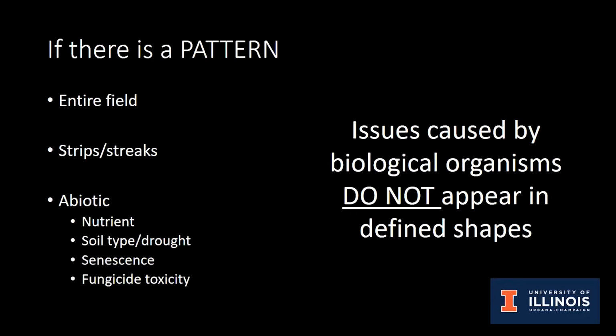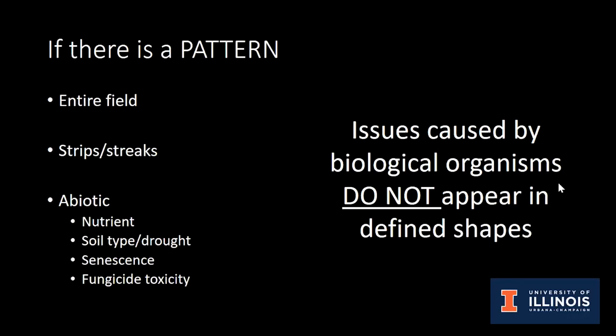Some examples there: nutrients, soil type, natural senescence, fungicide toxicity. All these different things could be caused by a sprayer application, or it could be the variety. But the one thing we have to keep in mind is that biological, living organisms aren't going to show symptoms in clearly structured and defined shapes like squares and strips. They're typically going to be associated with low-lying or high-lying parts of the field, little patches, little blotches. Those sorts of shapes are more indicative of a biological disease.